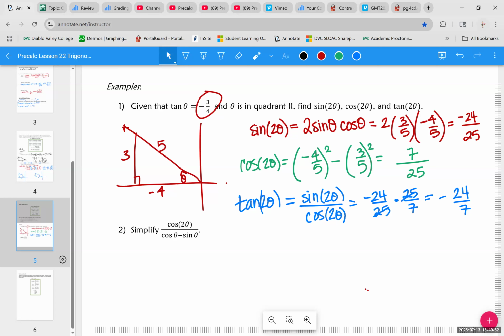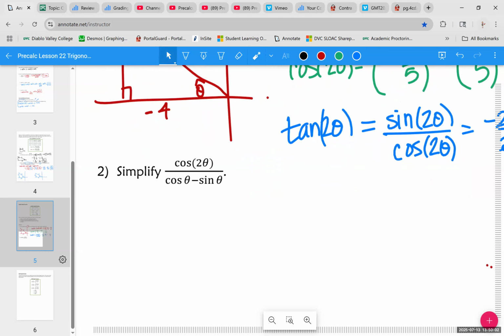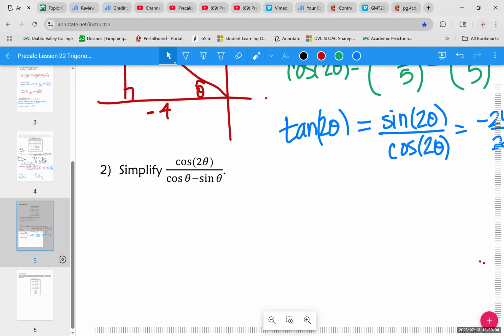Okay, and then the second example that I have for a double angle, and this is another situation you are going to use the double angles to do some simplifying. So I have an expression here, and I want to simplify it, similar to what we did with some of the other identities. Now, I notice on the bottom, I just have cosine minus sine. There's nothing I can do to simplify that. So I must have to do something with this cosine of 2 theta.